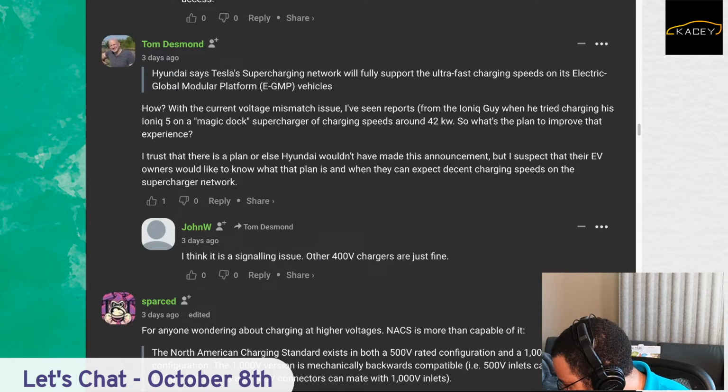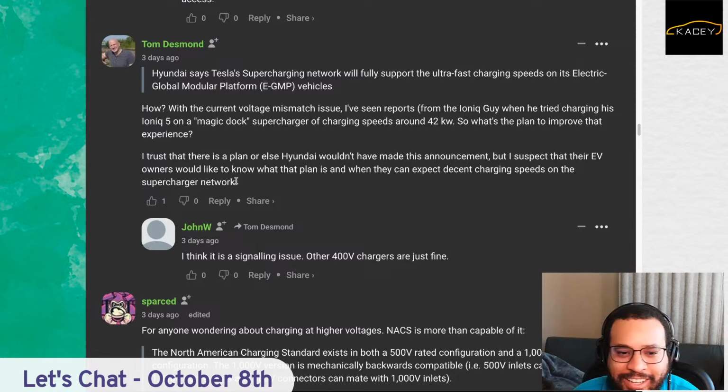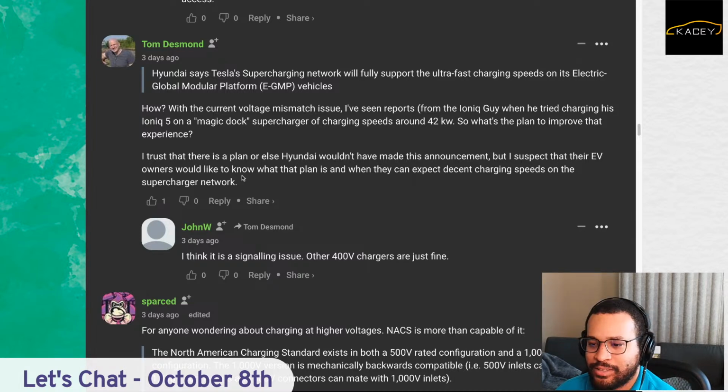Is it a good apple? Good. Okay. I trust there's a plan, or else Hyundai wouldn't have made this announcement. I suspect that EV owners would like to know what the plan is and what they can expect, and when they can expect decent charging speeds on the supercharger network.